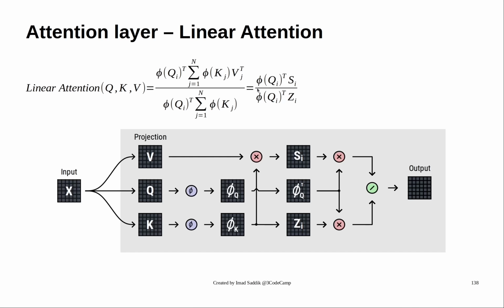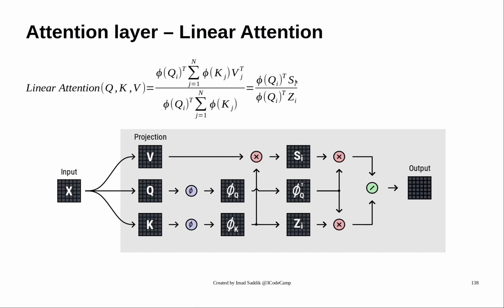So we have already computed phi q, it's this one. Now we can compute Si. So Si is basically phi k times the transpose of v. So we are going to take phi k, here it is, and we are going to take v. Here I didn't show v transpose, but we should transpose it before multiplying it by phi k. This gives us Si. And Zi is basically the summation of phi k.